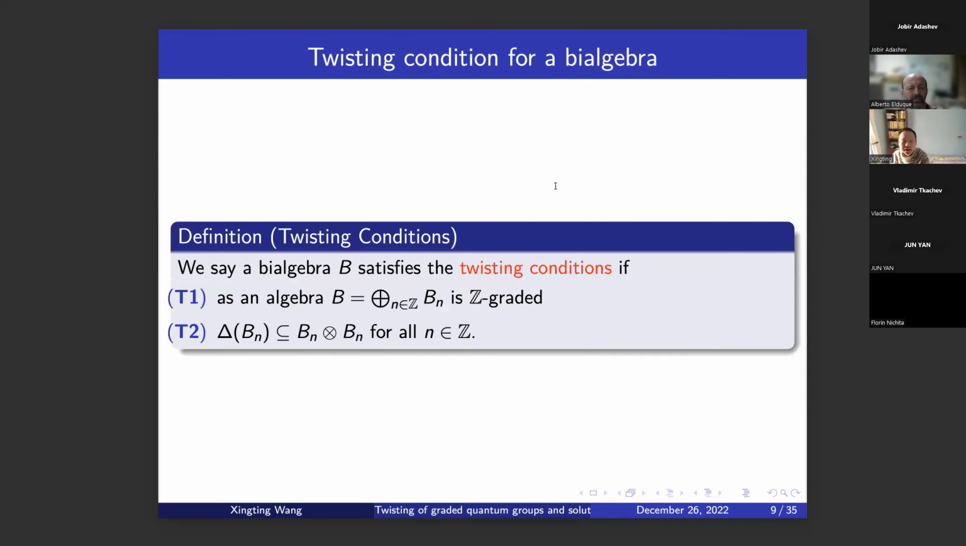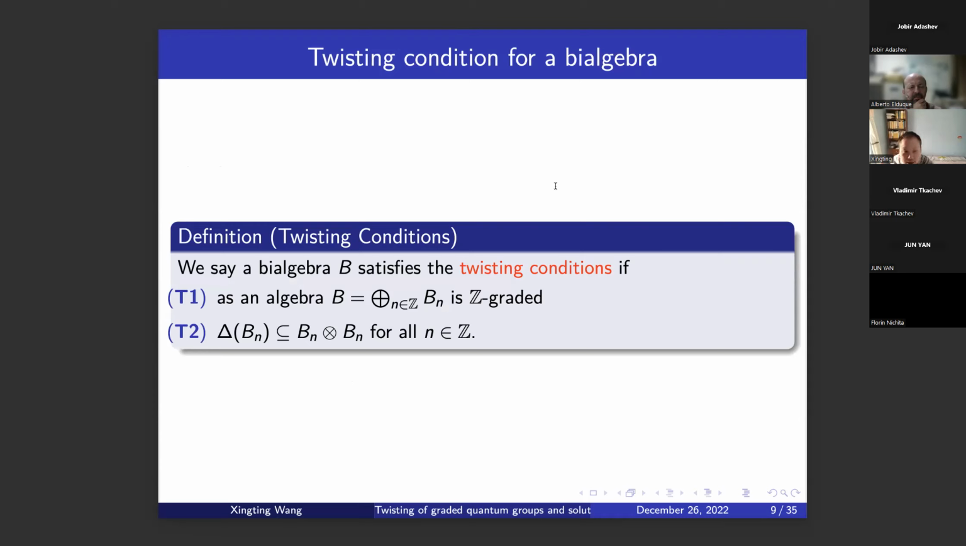So in order to answer the first question, I need some conditions on the Hopf algebra, right? Not every Z-graded Hopf algebra will survive under the Zhang twist. So the condition we define is the so-called twisting conditions, okay? And this condition can be defined for a bialgebra. So you don't need a Hopf algebra, actually. The condition can be loosened to be only for a bialgebra.